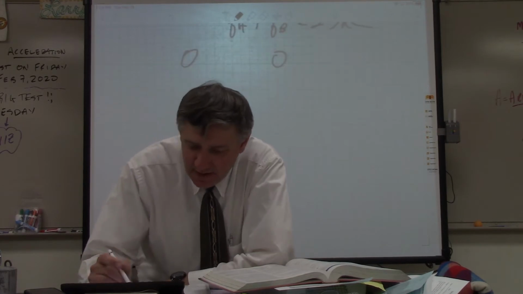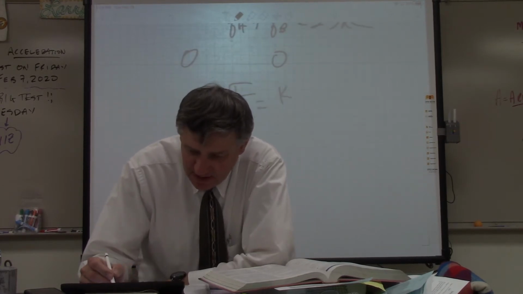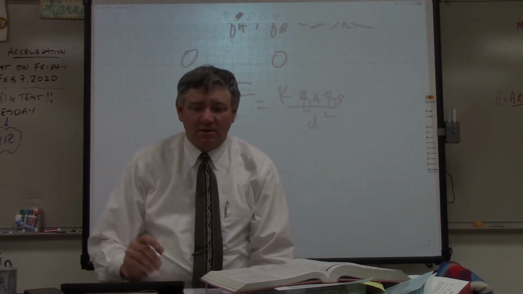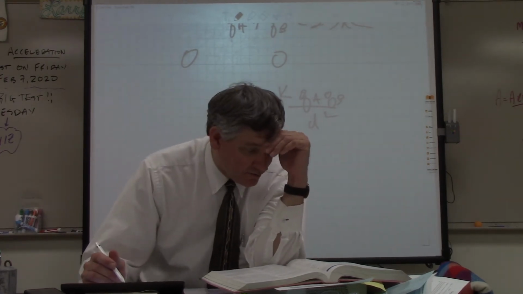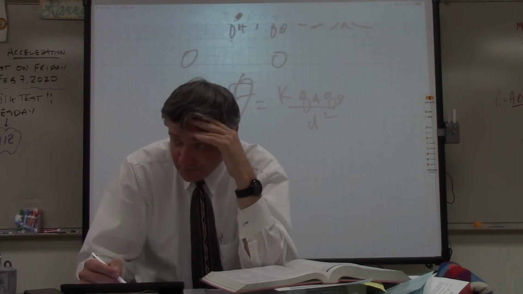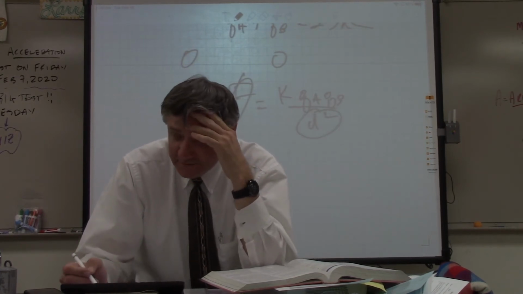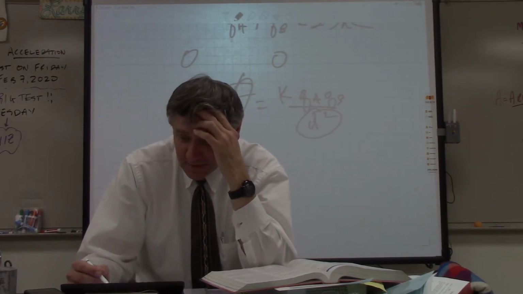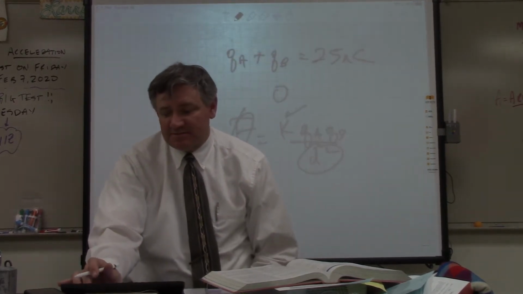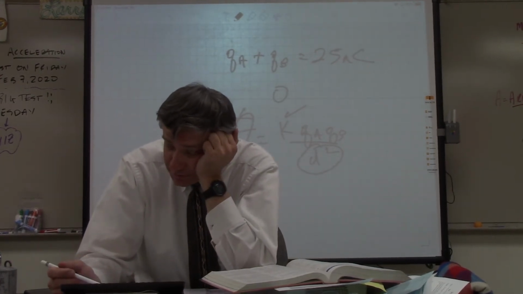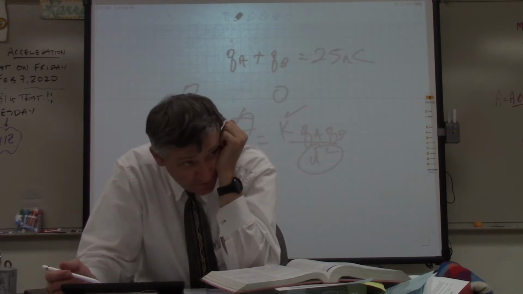So here's the deal. You've got to use F equals K, charge on A times charge on B, divided by D squared. They gave you the magnitude of the force, 5.4 times 10 to the negative fourth. You know how far apart they are, 5 centimeters; change that into meters. You've got K. Now you have two equations with two variables.